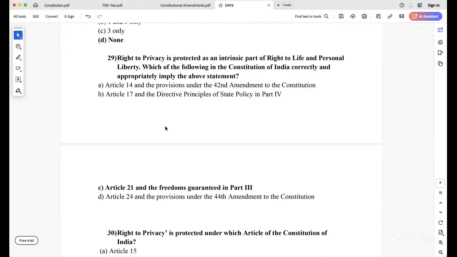Now, 29th. Right to privacy is protected as an intrinsic part of life, right to life and personal liberty. Which of the following in the Constitution of India correctly and appropriately imply the above statement? Article 14 and the provisions under the 42nd Amendment to the Constitution, Article 17 and the DPSP in Part 4, Article 21 and the freedoms guaranteed in Part 3, Article 24 and the provisions under the 44th Amendment. This is as simple. Right to privacy, it is Article 21. Actually, 2 times this question came with respect to right to privacy.